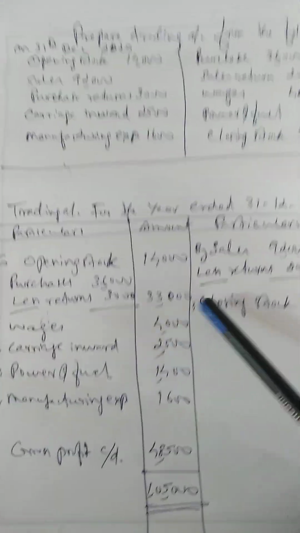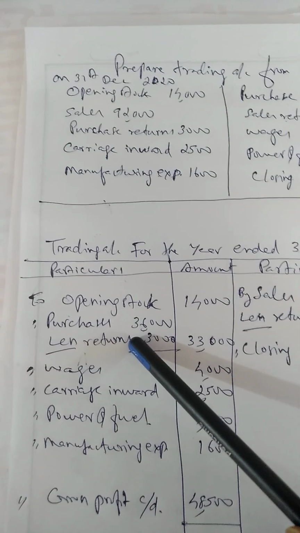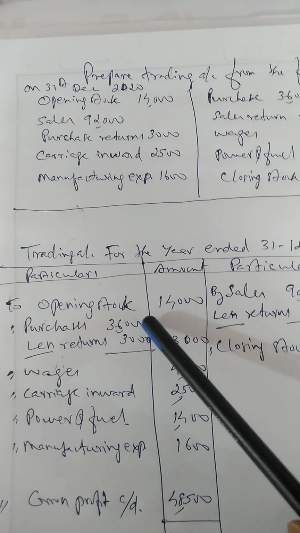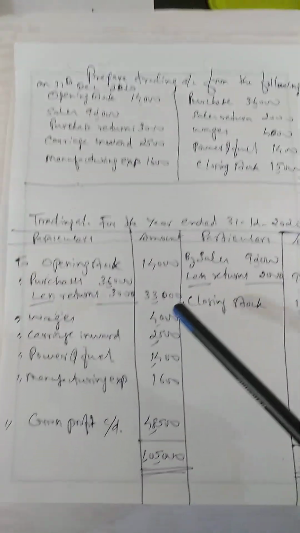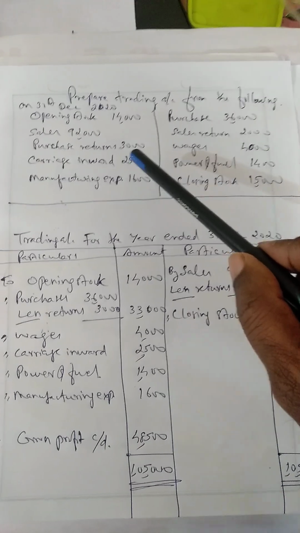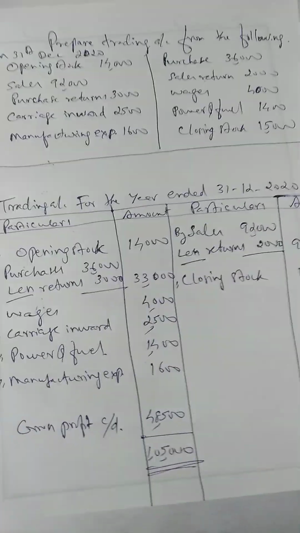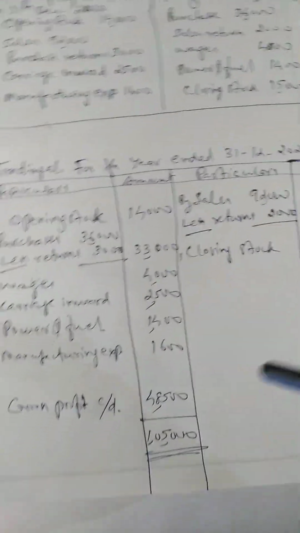outer column. Suppose if there is only purchases and no returns in your question, you can write this purchase directly in the outer column. This 36,000 can be written in the outer column directly. Okay. Since here in this question purchase returns is available, deduct this purchase return from the purchase and show here.